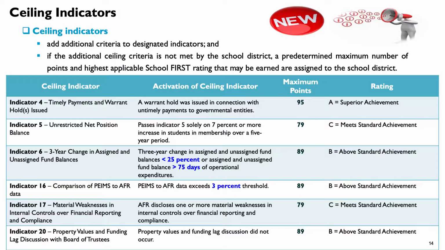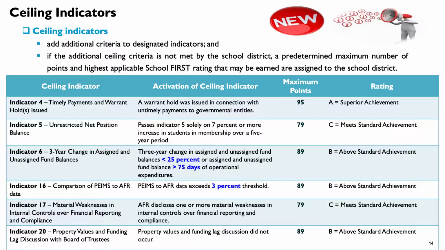Indicator number 6 is new. We're going to talk about it a little bit more in depth, but if you don't pass either one of the parts for indicator number 6, the maximum points you will receive is an 89, and the rating is a B equals above standard. Indicator number 16 is PEIMS to AFR comparison. That indicator currently is point driven. For the 2021 rating year, it will no longer be point driven. It is a ceiling indicator only. And if you don't pass it, what do you get? 89. Even if you had 100.